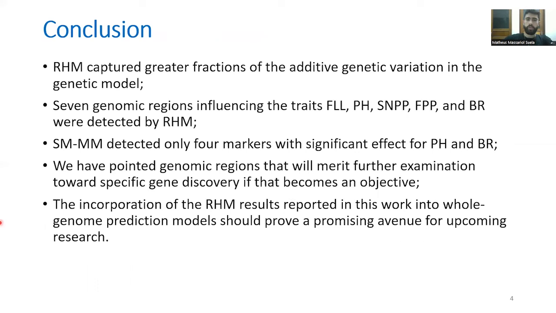So, in conclusion, RHM captured greater fractions of the additive genetic variation in the genetic model. Seven genomic regions influencing the traits flag leaf length, plant height, seed number per panicle, florets per panicle, and blast resistance were detected by RHM. The single marker method detected only 4 markers with significant effect for plant height and blast resistance. We have pointed genomic regions that will merit further examination towards specific gene discovery if that becomes an objective.